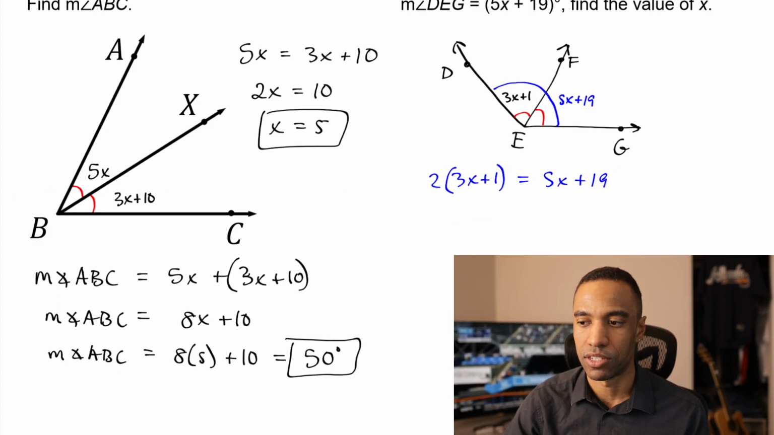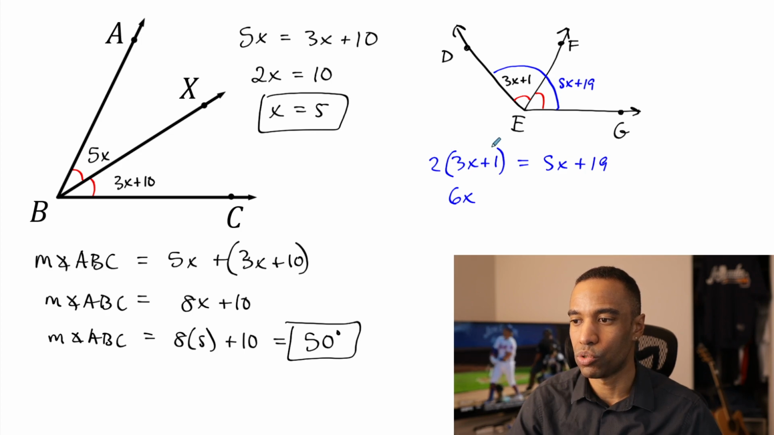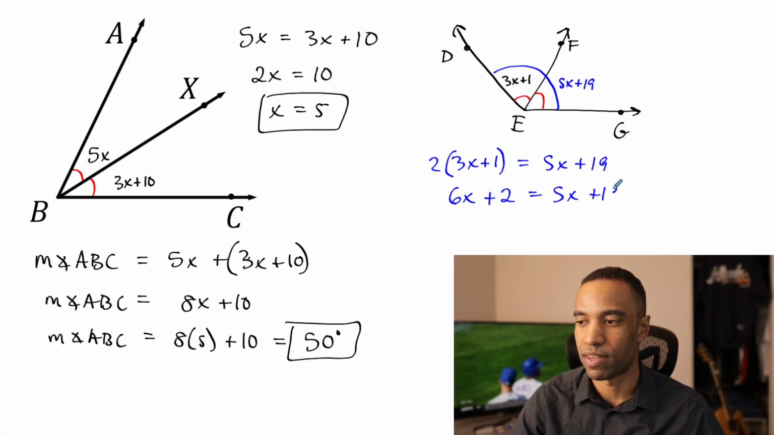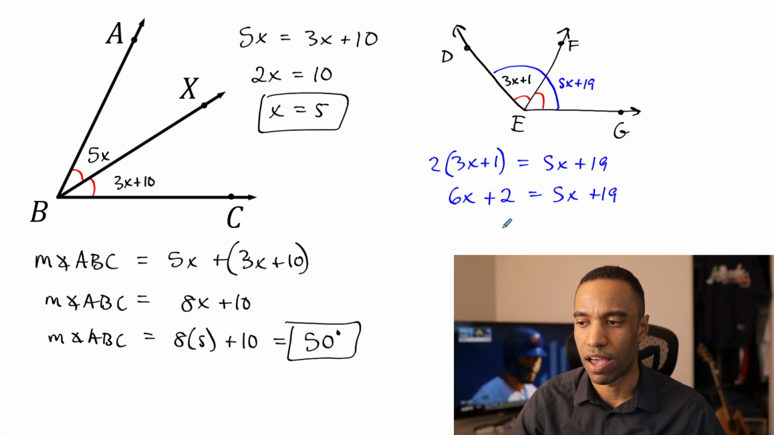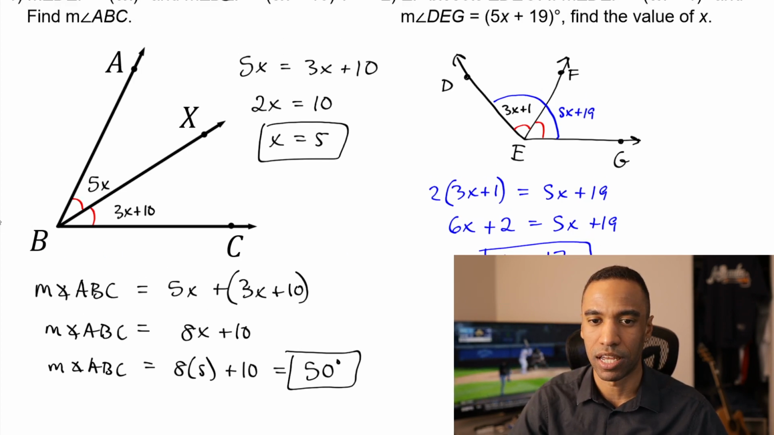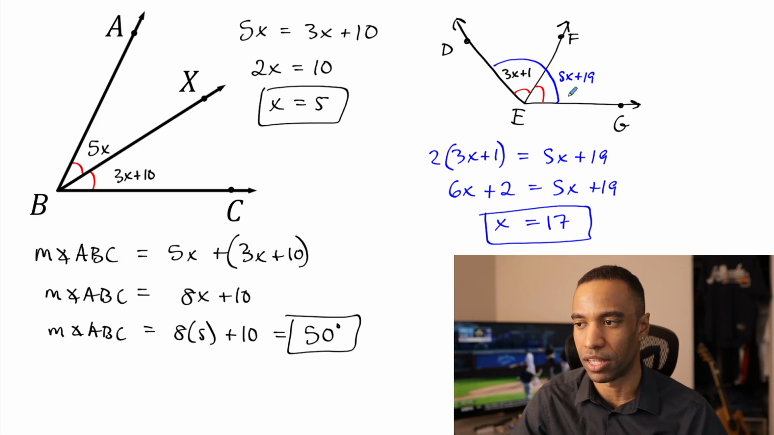And let's go to town on this guy here. 2 times 3x is 6x. 2 times 1 is 2, so 6x plus 2 equals 5x plus 19. Subtract 5x from both sides, I get x. Subtract 2 from both sides, I get 17. x equals 17. There's a good answer. Is that all we wanted? Yes, find the value of x. And of course, you can plug things in later if you need to.